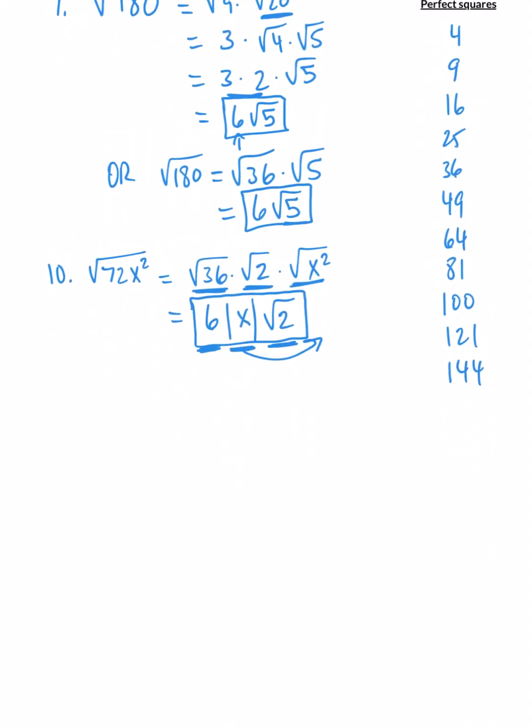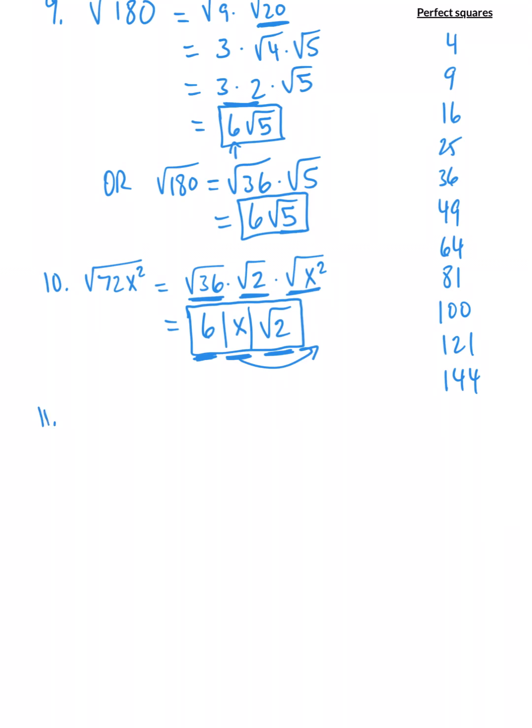Let's do several more with numbers and variables. Let's do the square root of 150, x to the 6th, and y to the 5th. So we can break this up into each piece. We can do the square root of 150, the square root of x to the 6th, and the square root of y to the 5th. So you could split it up if that makes it easier to look at. You don't have to do this.